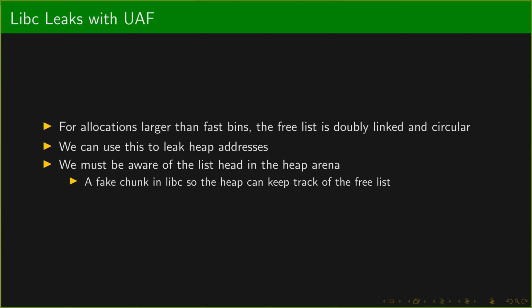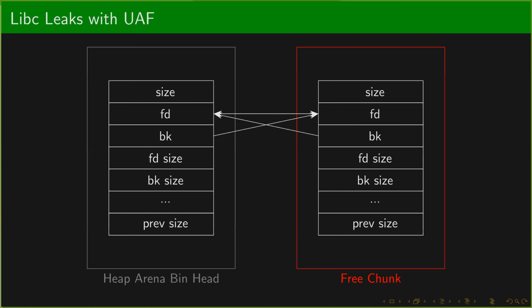So we're able to leak addresses of libc by doing this, and that doesn't sound correct, right? Because we're only really dealing with stuff in the heap. But this works because the heap has to keep track of where the free list is. So the head of the free list is actually in libc itself. There's a fake chunk in libc so that the heap can keep track of where the free list lives. This is what this looks like. There's this gray chunk that's not a real chunk that lives somewhere in libc in the main arena struct.